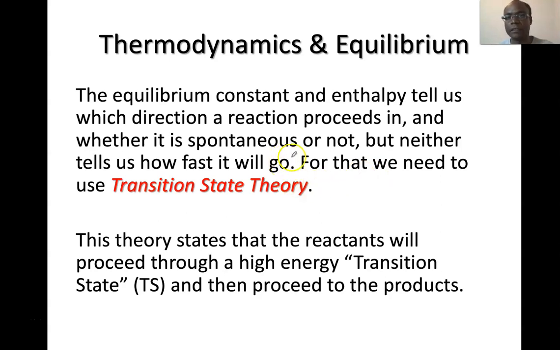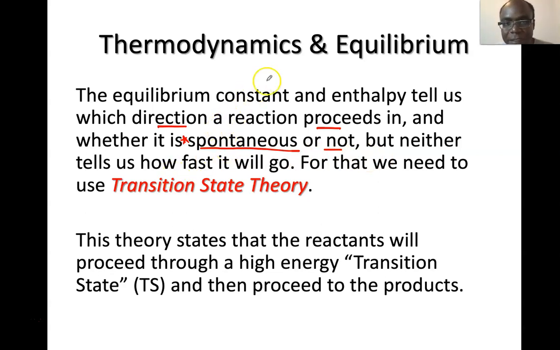Okay. Now, apart from the equilibrium constant and enthalpy, we need to determine what we call the transition state, which is just halfway between the reactants and products. So this equilibrium constant and enthalpy will tell us the direction the reaction will proceed, and will tell us if the reaction is spontaneous, which means it can happen instantaneously or not.